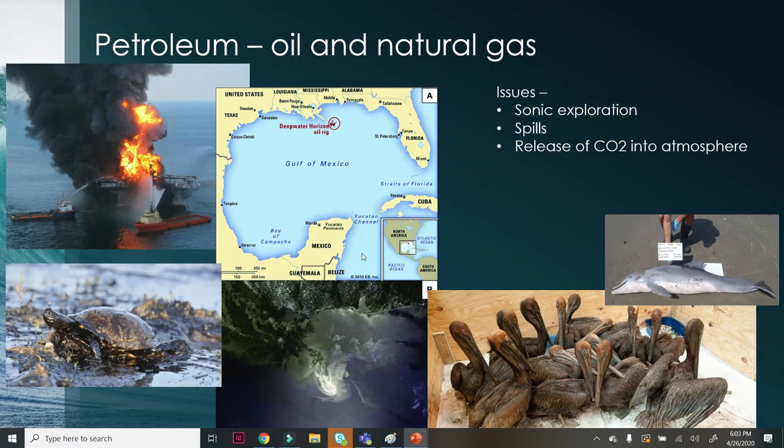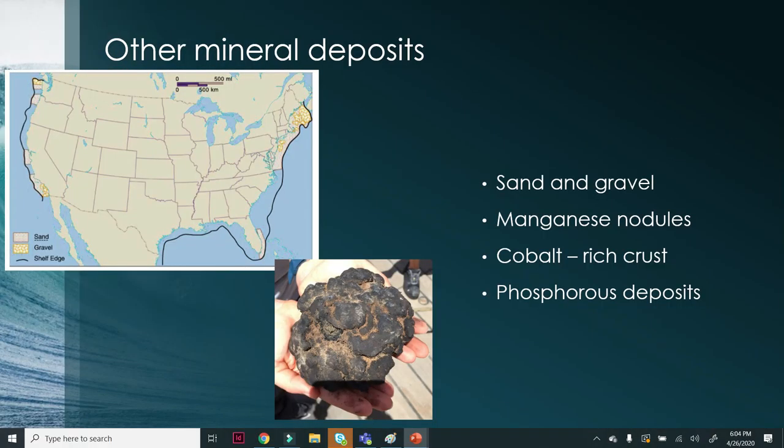Now, the final impact, of course, would be the release of carbon dioxide into the atmosphere, which is really the primary driver of climate change. And we're going to talk a lot about that in a future lecture, so I'm not going to talk too much about it here. Let's just talk a little bit about other mineral deposits besides hydrocarbons.